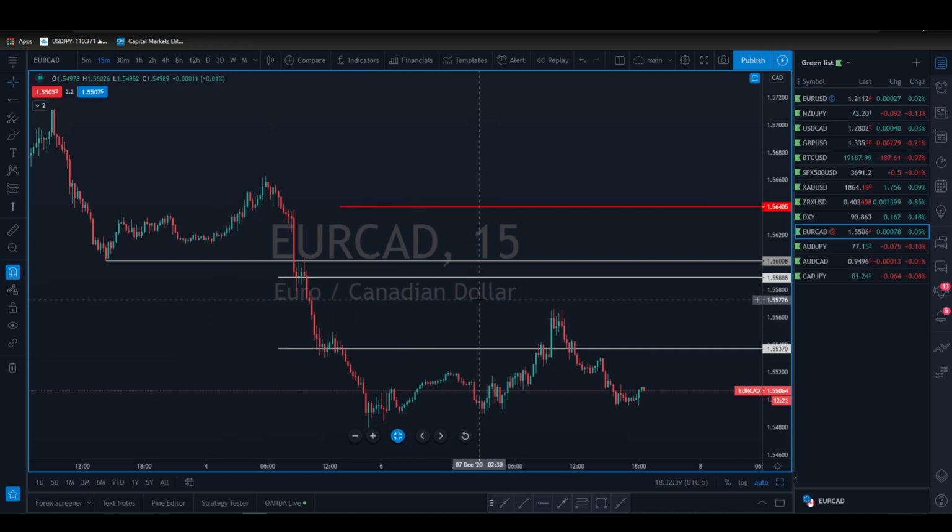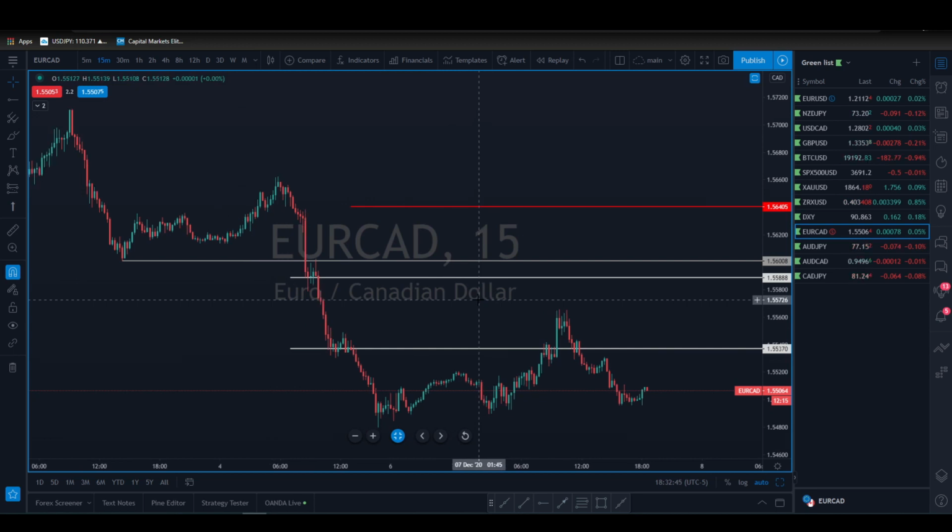Now, I will take trades before 7 because you got that New York London overlap. I very rarely ever take trades in the Asian session. I do take them on occasion, but it's very rare when I do it.